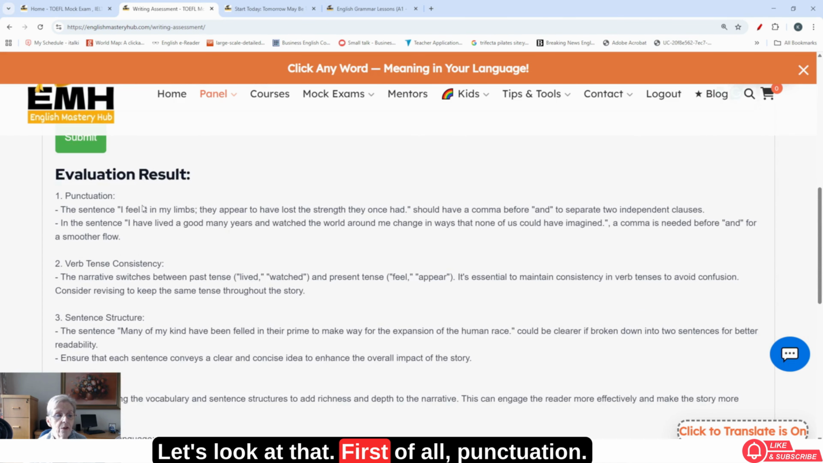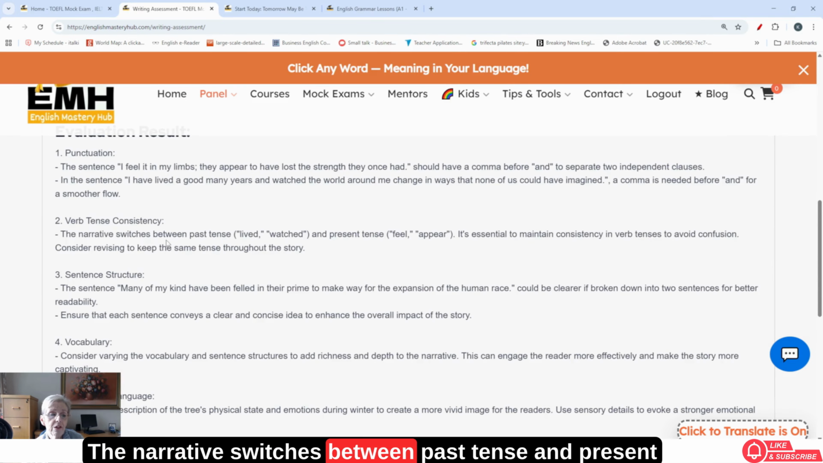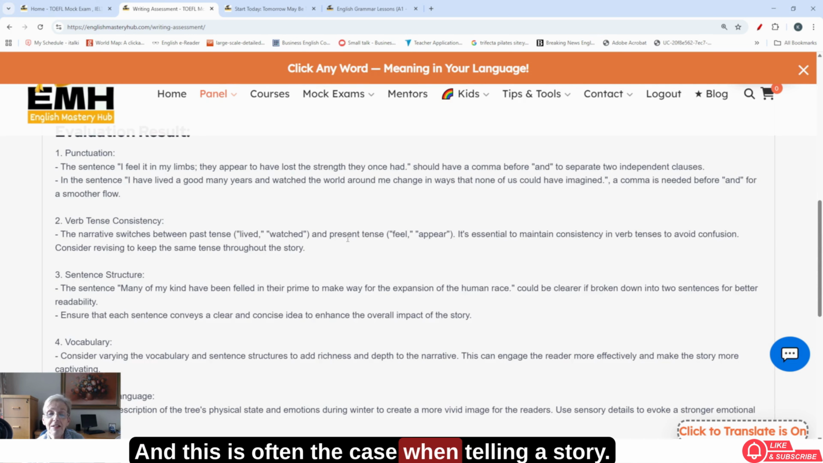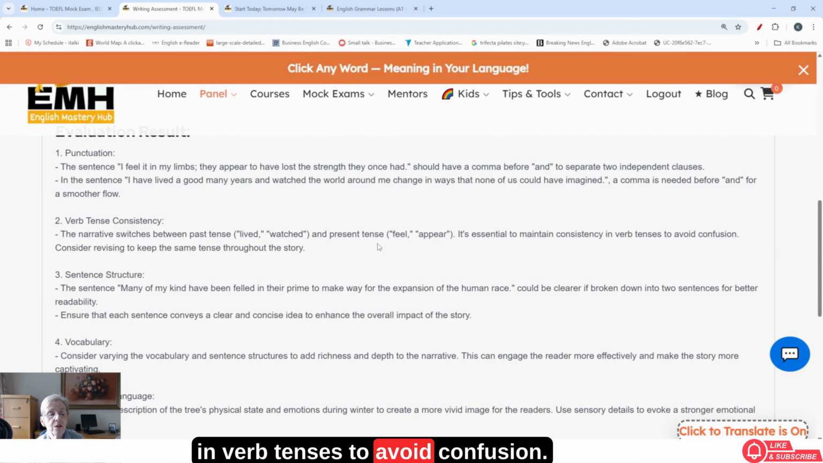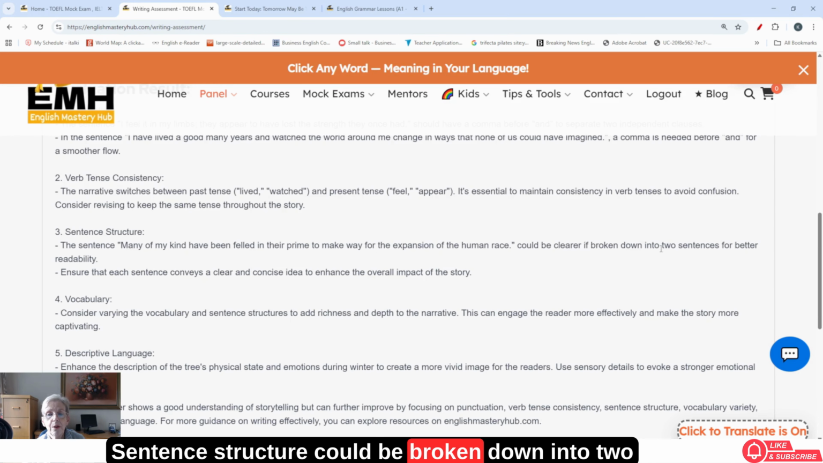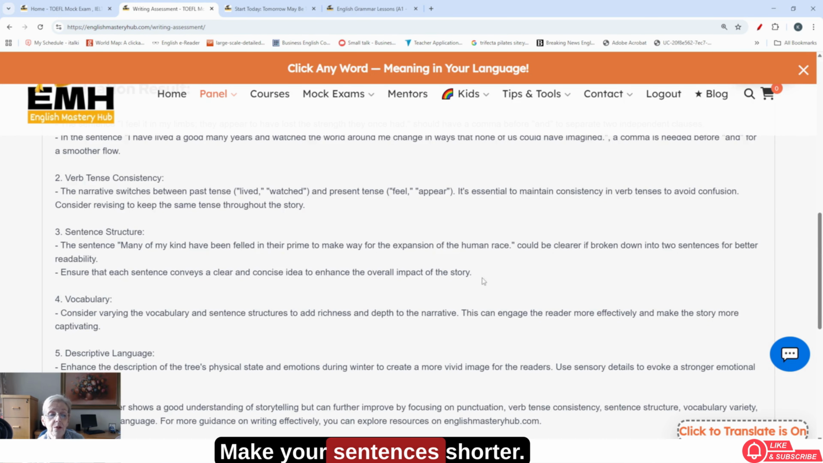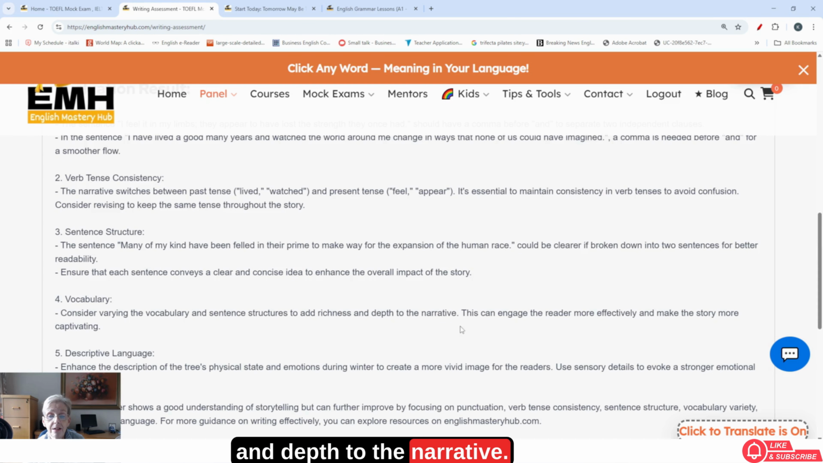Let's look at that. First of all, punctuation. There should be some commas that have been left out. The narrative switches between past tense and present tense, and this is often the case when telling a story, but they are saying it is essential to maintain consistency in verb tenses to avoid confusion. Sentence structure could be broken down into 2 sentences. Make your sentences shorter. Consider varying the vocabulary and sentence structure to add richness and depth to the narrative.